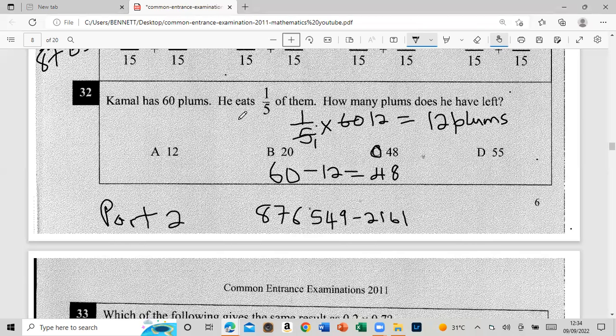Another way we could have looked at it, since he ate 1/5, that means we have 4/5. So fractions are important, guys. So it would be 4/5 times 60. 5 into 60 is 12. 4 times 12, 48, and that would be the answer. All right, so either way, you should get the same answer.